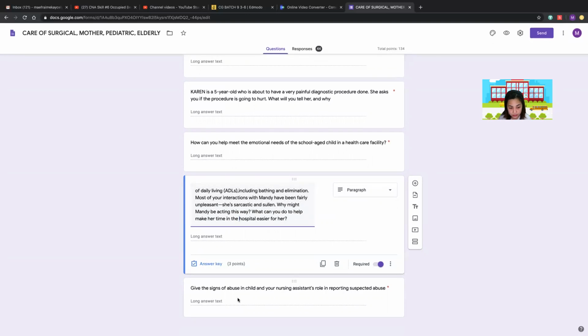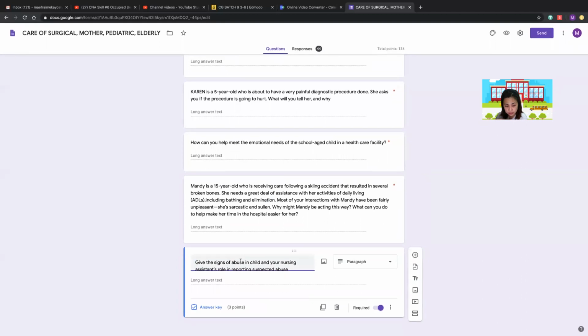Then the last one is to give the signs of abuse in a child and your nursing assistant role in reporting suspected abuse. So I told you what the signs of abuse are. We have the physical: you will see the patient has bruises, the patient looks untidy. Emotional abuse: you will see the patient is very depressed, the patient is not talking to you. So that is the sign the patient is abused.